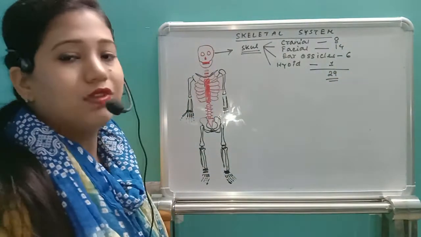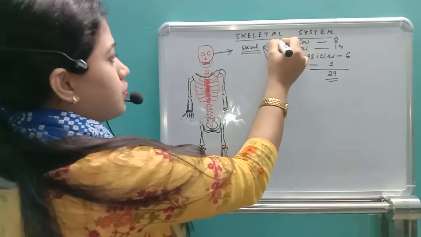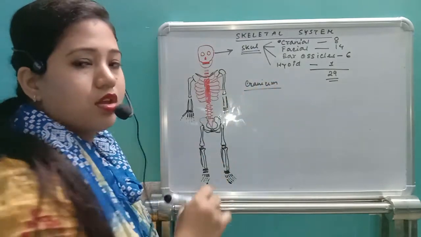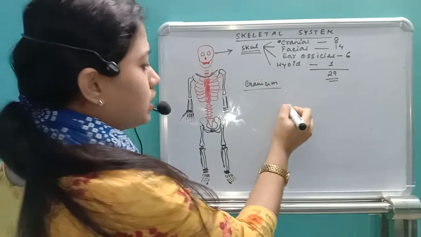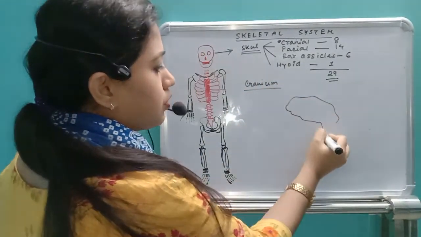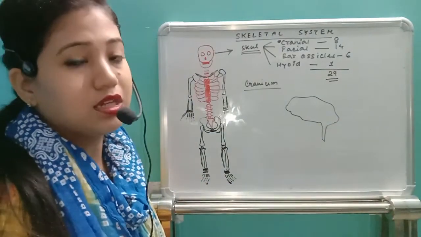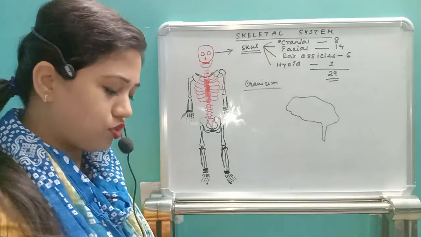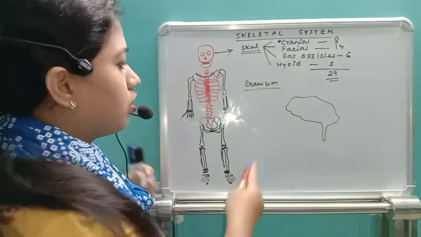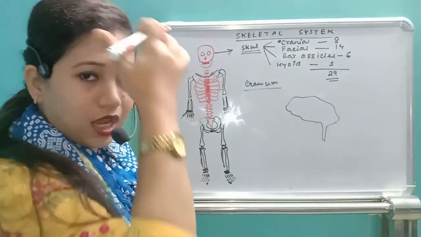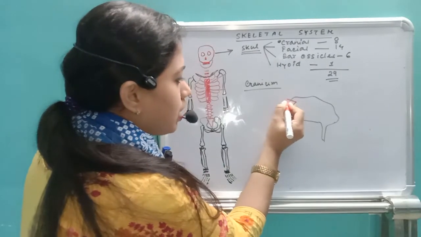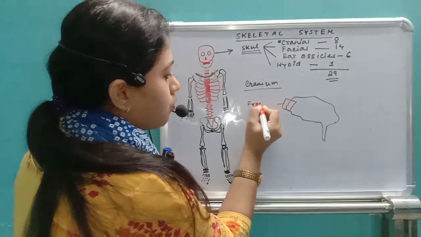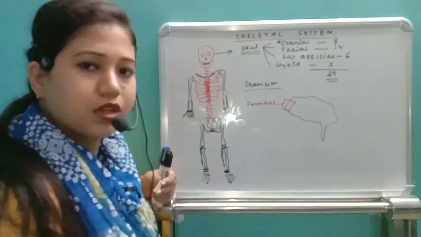Now first of all we'll see the cranium, that means the brain box. This brain box is covering the brain, suppose this is the brain. This brain is covered by how many bones? 8 bones, right? So what are the bones here? See, first of all, this is the forehead. In this forehead region we have one bone. What is the name of this bone? This is called the frontal bone.